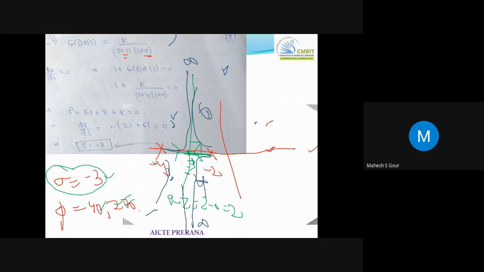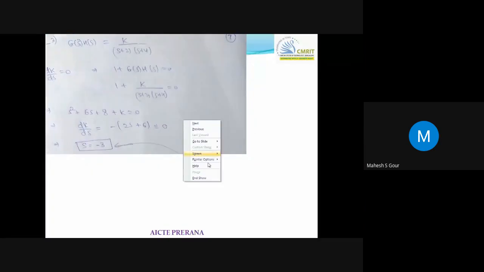Okay. So now the next thing is, you are learning this much. You can see the problem in the GATE, and you can finish it in 2 minutes. Okay, now the next thing is what about the K value?